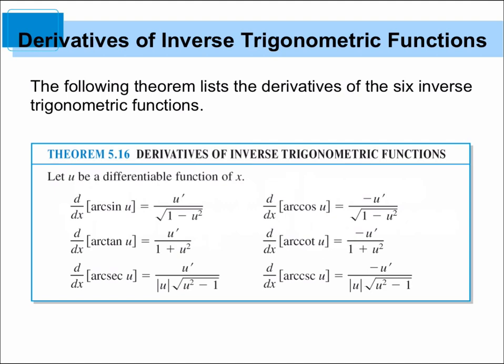Don't jinx it. The bottom and top thing is easy. The top is always u prime for all 3 of them. Done. The bottom is where things get a little confusing. And then notice you've got a 1 minus u squared, you've got a 1 plus u squared, then you've got a u squared minus 1 just to make things even worse.